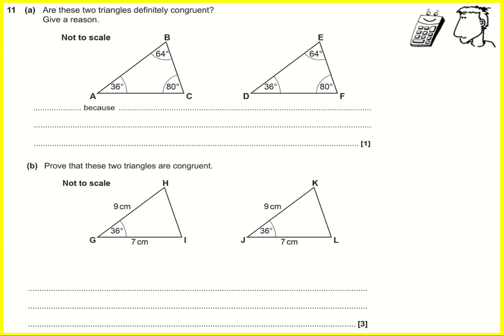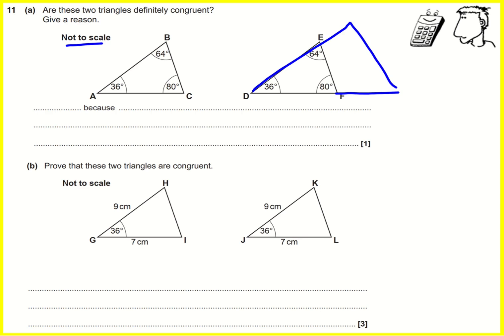Some congruent triangle questions to start with. First one, these triangles look exactly the same, but it says they're not to scale. So we can't use a ruler and measure them or anything. They could be, for example, like this, and that could be to scale. And in fact, that's essentially the answer to the first question.